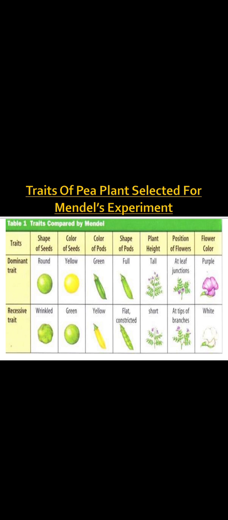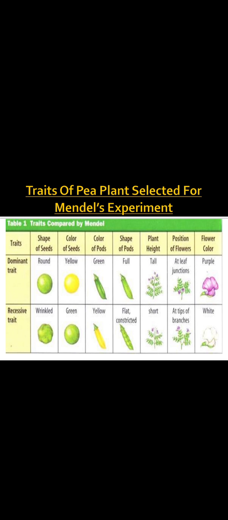Okay, coming to traits. First we shall see the shape of seed. The dominant trait will be round. For example, if one pea plant has round seeds, the next pea plant arising from the same seed will have that same dominant trait, that is round seed. And the recessive trait of the shape of the seeds is wrinkled. Not round, somewhat shapeless, it is wrinkled.